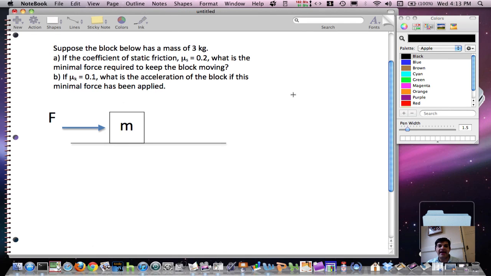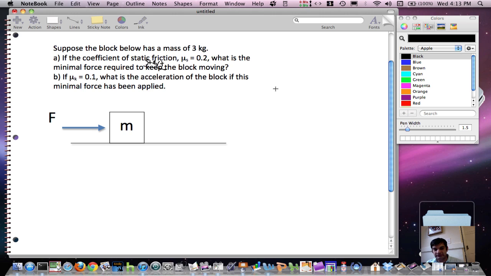So we have this block right here. Let's draw the free body diagram, and we're told that there's some kind of friction force on it. We have a mass of 3 kilograms. We're told the coefficient of static friction is 0.2. What minimal force gets the block moving? So I should say start the block moving.